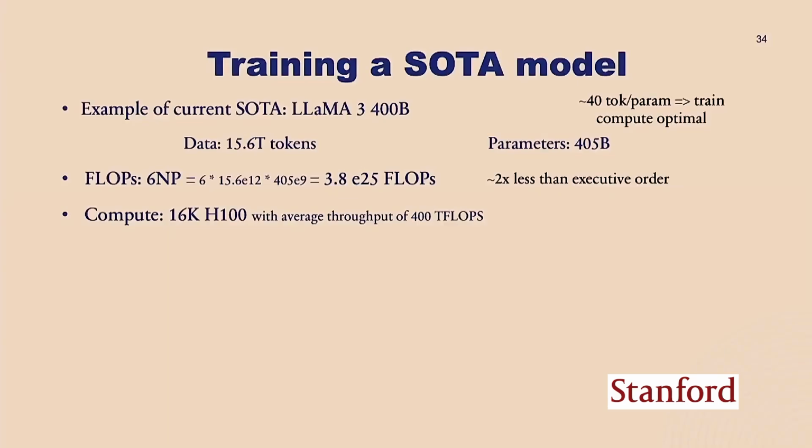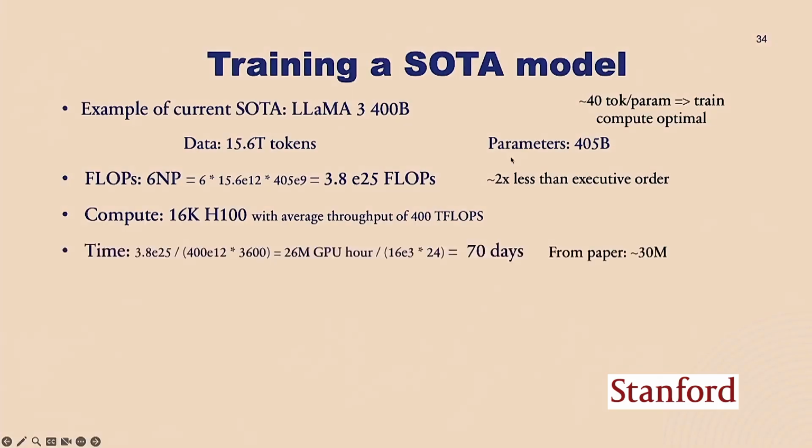Okay. Compute: we know that they trained it on 16,000 H100s, and we know the throughput they set. If you do the computation, it takes around 70 days, or 26 million GPU hours. At least that's with my back-of-the-envelope computation. They actually said that they used 30 million instead of 26 million GPU hours, so maybe they had some challenges. I don't really know. But if you follow the simple computation, it's around 70 days.